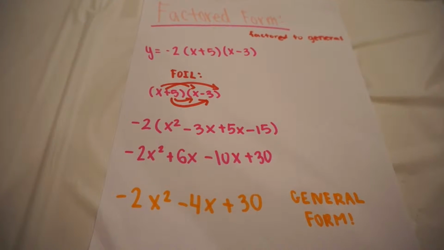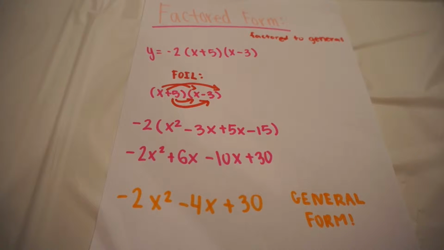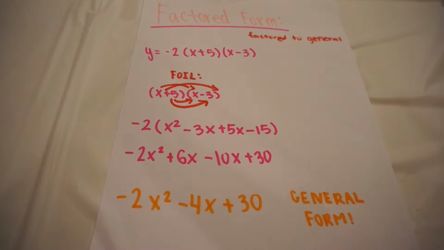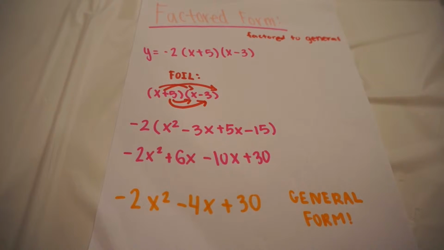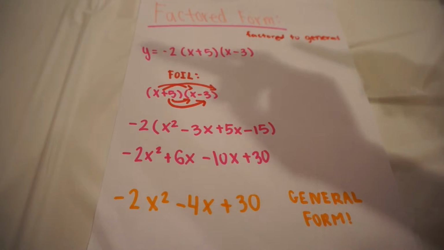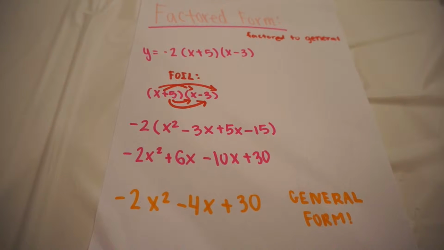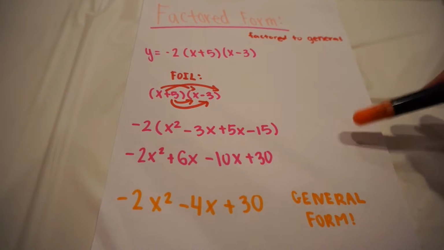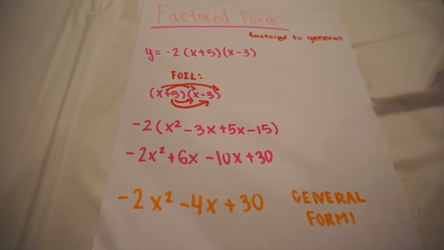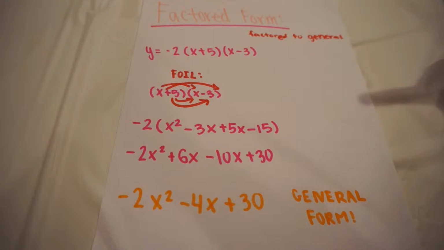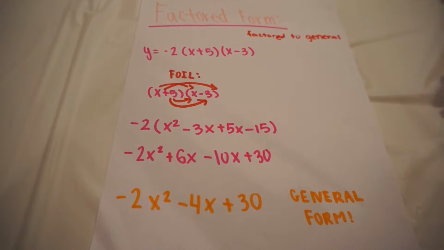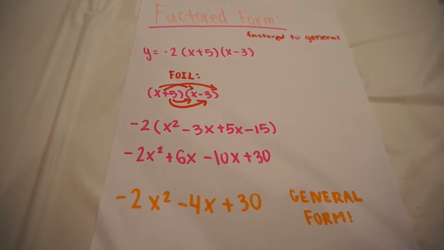Now, if you want to reverse it and go from factored form to general form, first you have to start out with your factored form equation, which is negative 2 times x plus 5 times x minus 3. Then you FOIL it as shown here, and you get negative 2 times x squared minus 3x plus 5x minus 15. Then you factor in the negative 2 and you get negative 2x squared plus 6x minus 10x plus 30. And now you combine like terms here and get negative 2x squared minus 4x plus 30, and that's your general form.